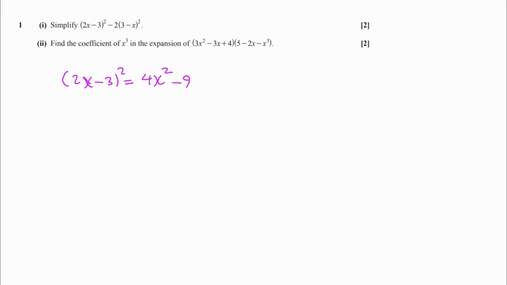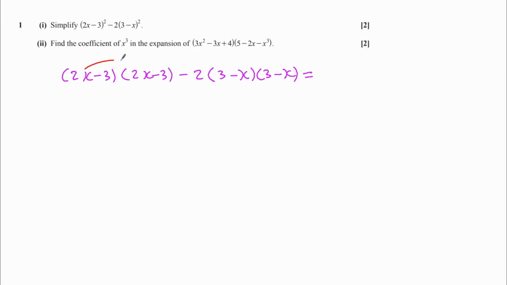So I'm just going to return back to the question, and what you need to do is multiply it out as normal. When we say squared, it is a term times itself. So (2x - 3) times (2x - 3), minus 2 times (3 - x), again times (3 - x). So we're just going to do an expansion here. This is almost similar to what you had in GCSE. You need to multiply all of the terms together and add or subtract.